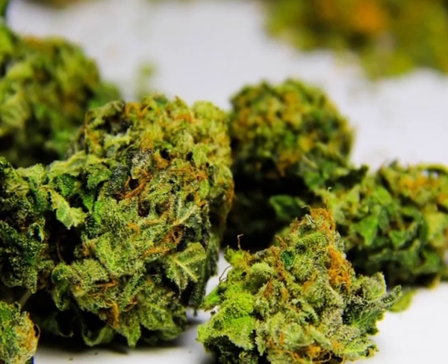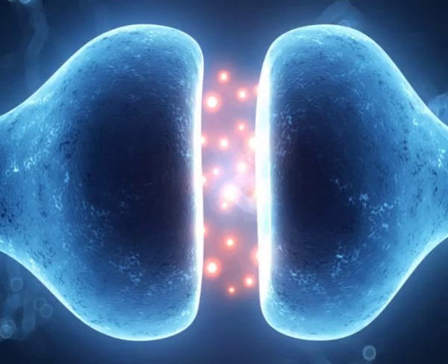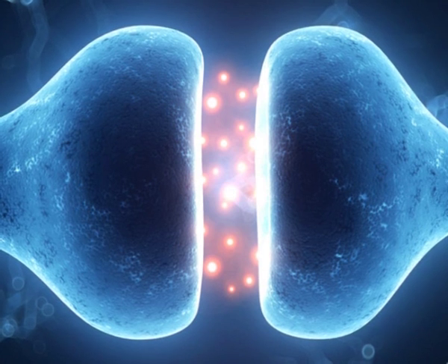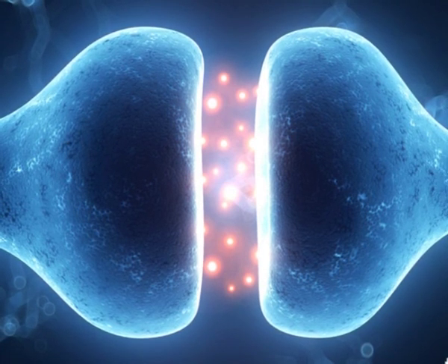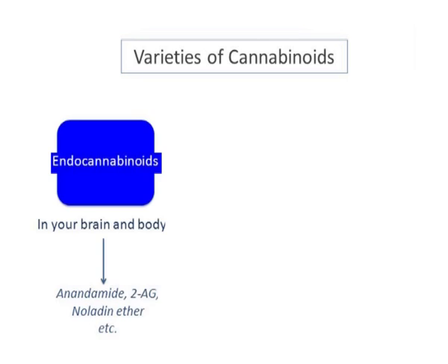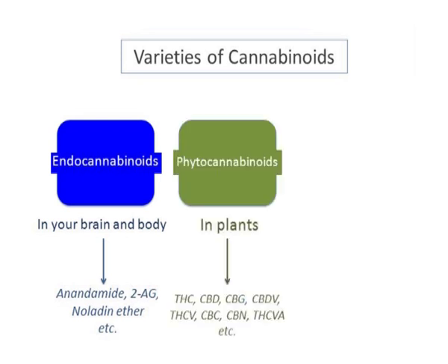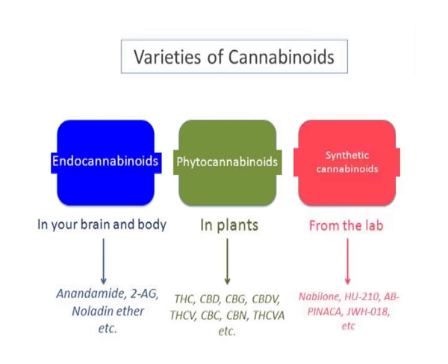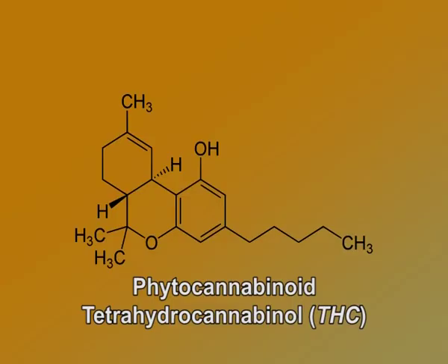Coming to cannabinoids. Cannabinoids are a class of diverse chemical compounds that act on cannabinoid receptors in cells that repress neurotransmitter release in the brain. Ligands for these receptor proteins include the endocannabinoids produced naturally in the body by humans and animals, the phytocannabinoids found in cannabis and some other plants, and synthetic cannabinoids. The most notable cannabinoids are the phytocannabinoids.